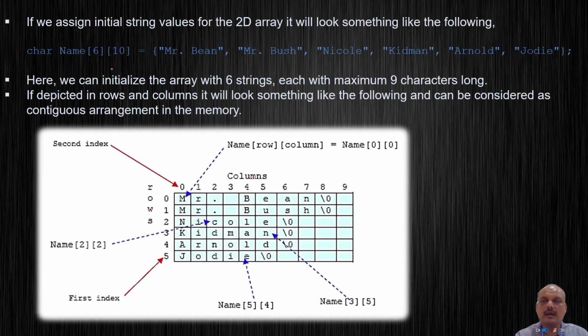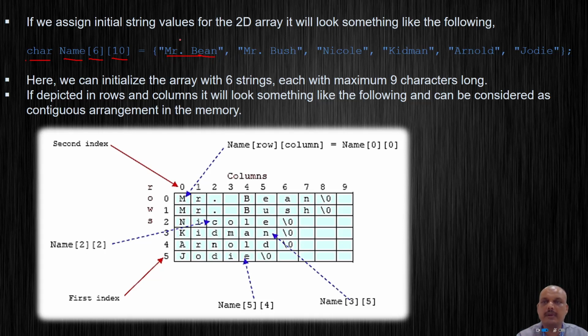We can also store strings in a two-dimensional character array. The first index is called the row index and the second index is called the column index. So here I have a character array called name. How many elements can I store? I can store 6 elements, each of a maximum of 9 characters because it is a string, so the last character should be a null value. So I can store at the maximum 6 strings, each of length 9 characters.